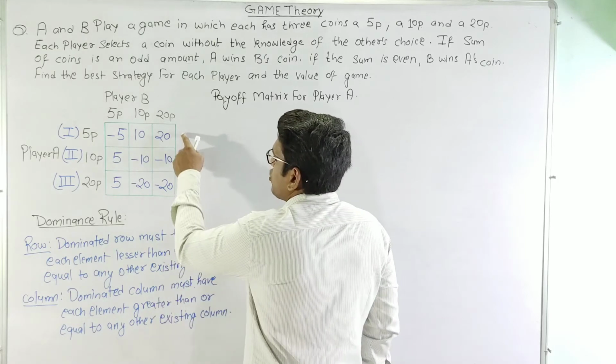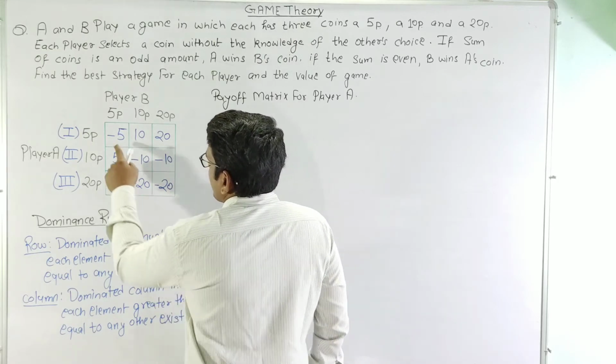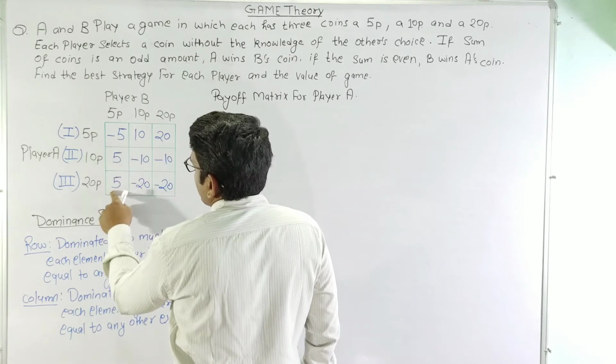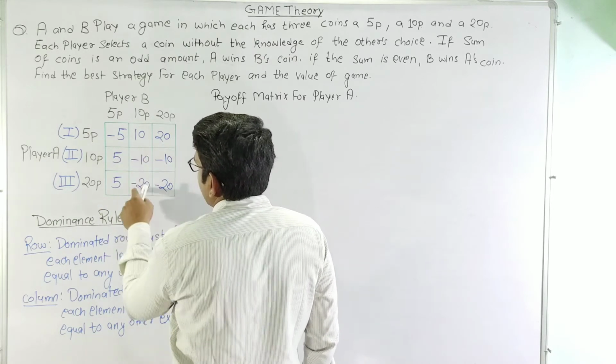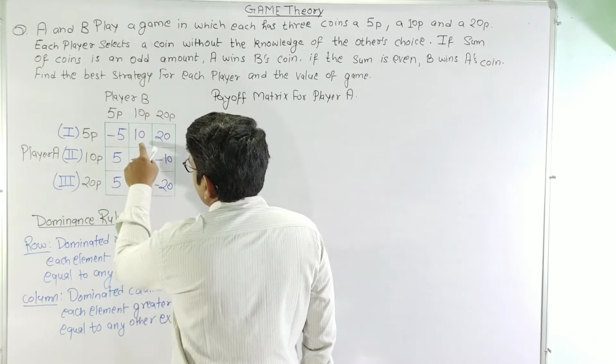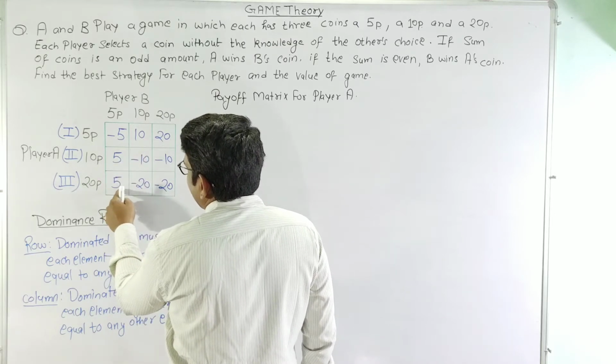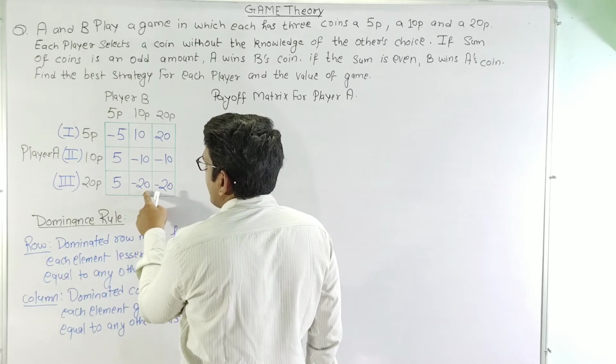Now let us compare 1 and 3. So -5, 5, that means 5 is greater than -5. Here -20 and 10, here -20 is lesser than 10. So here it is greater, here it is lesser.